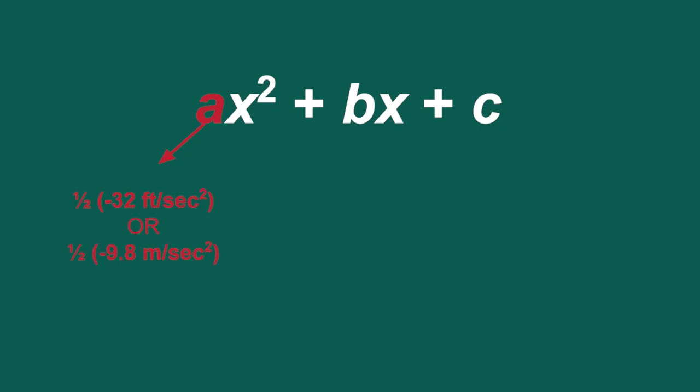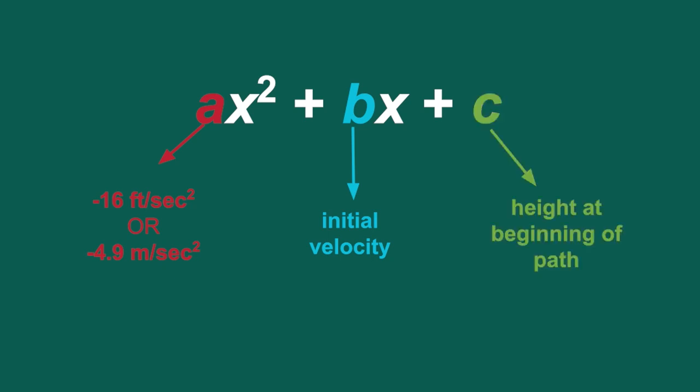Thus, students often encounter gravity measurements such as negative 9.8 meters per second squared or negative 32 feet per second squared. And that results in a values of negative 4.9 and negative 16. The b value always represents the initial velocity the projectile is thrown at, and the c value is the height from which it is thrown.